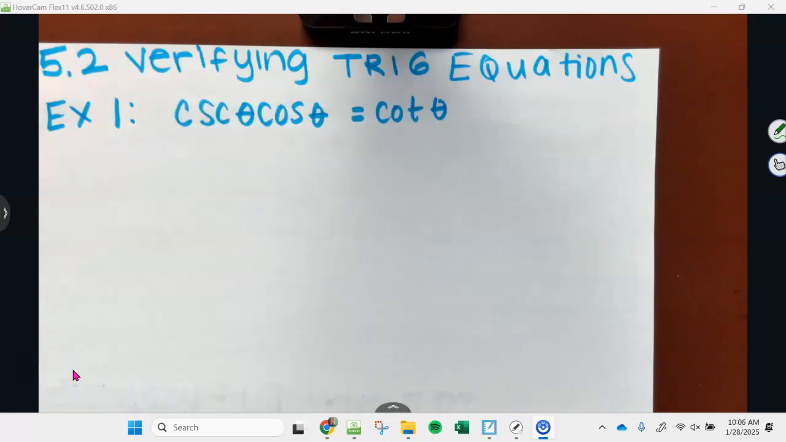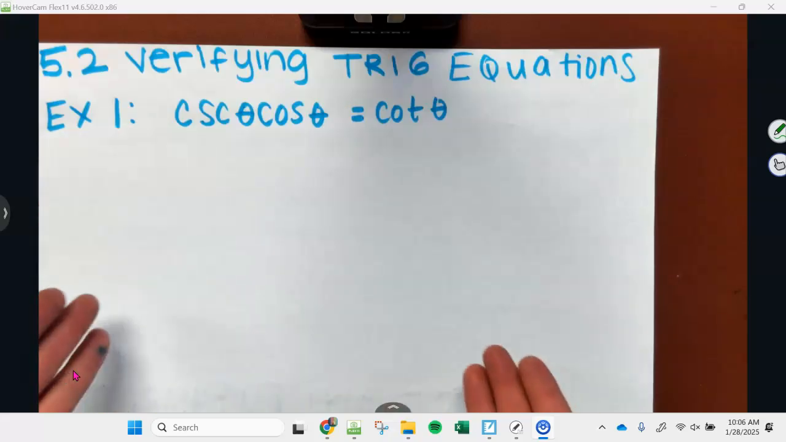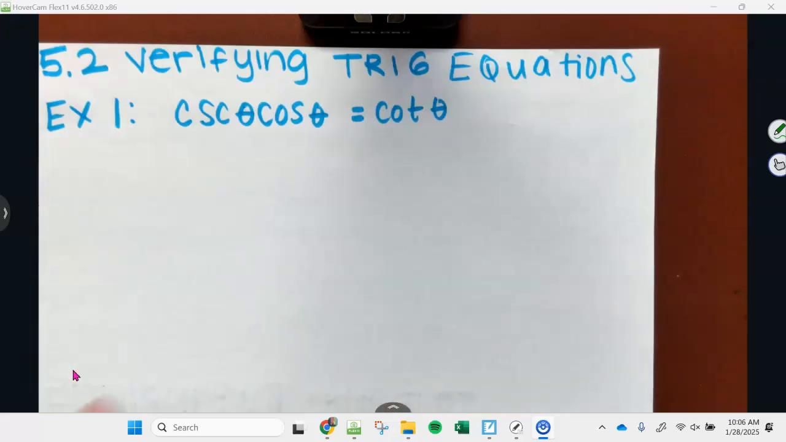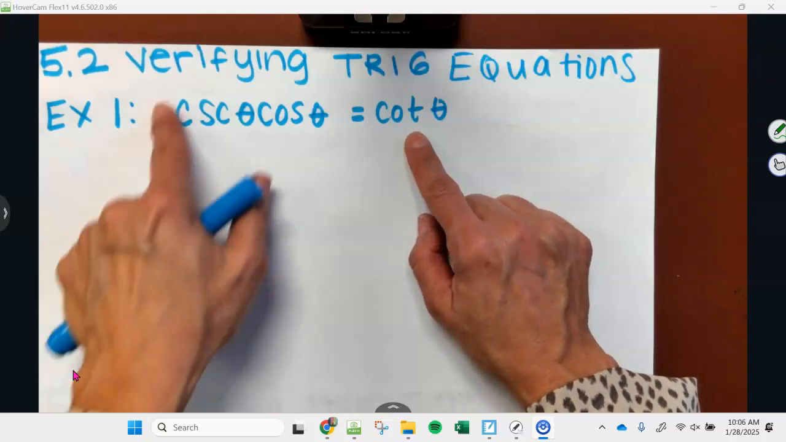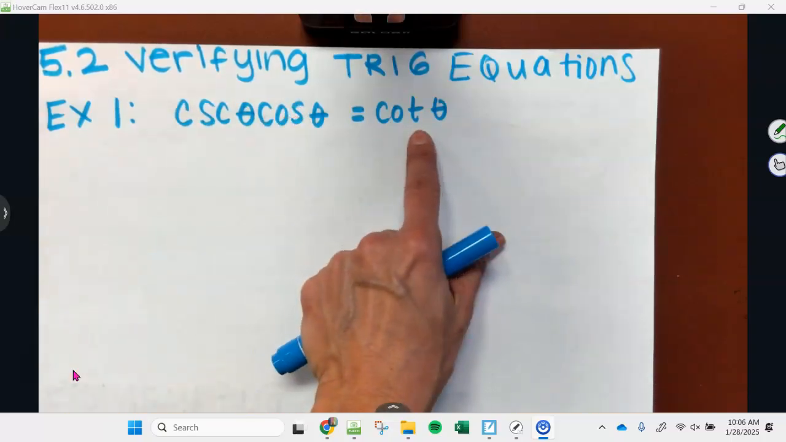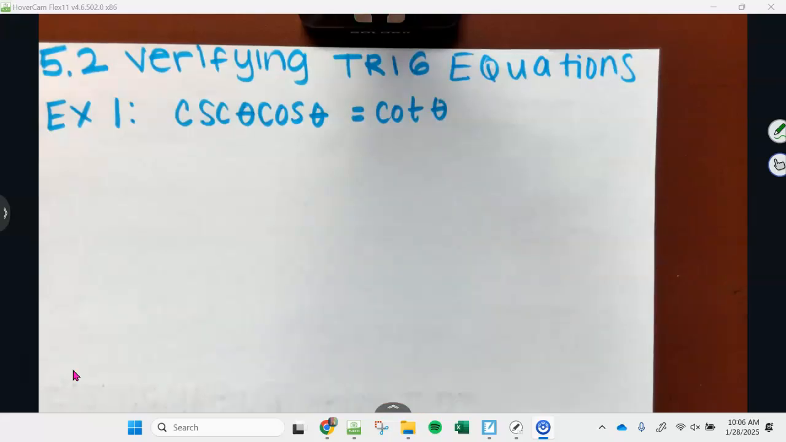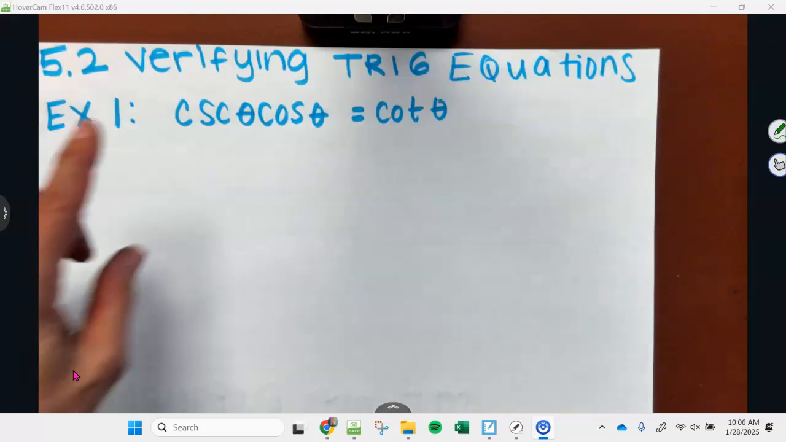So you have a left side and you have a right side. You've got to choose which side looks the most simple. That's our target. We want to turn this into just cotangent theta, kind of like a geometry proof. All right, so let's analyze what's going on here.